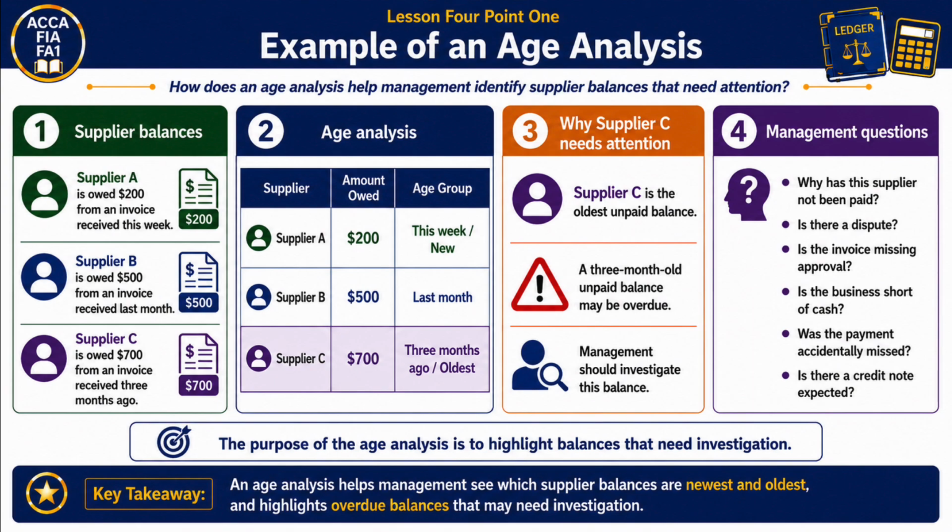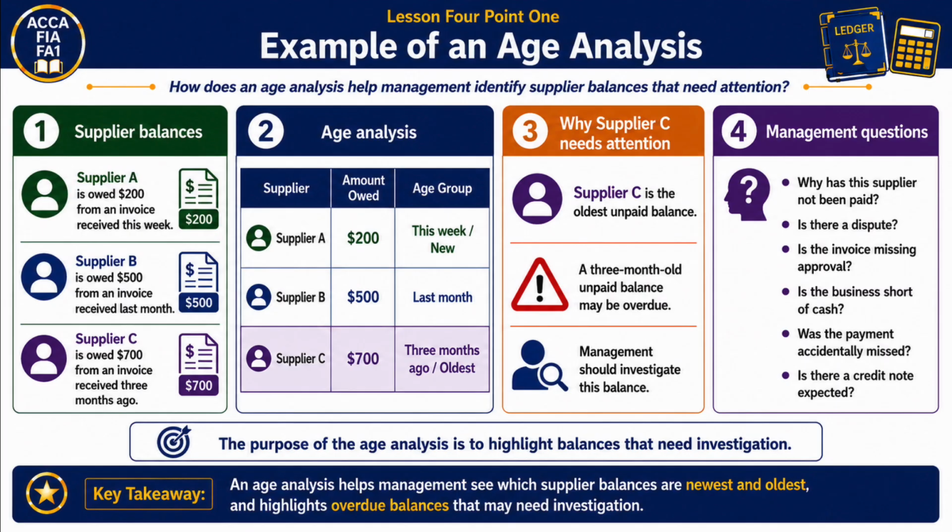Example of an age analysis. Imagine a business has 3 supplier balances. Supplier A is owed $200 from an invoice received this week. Supplier B is owed $500 from an invoice received last month. Supplier C is owed $700 from an invoice received 3 months ago. The age analysis will show that supplier C is the oldest and may need attention.